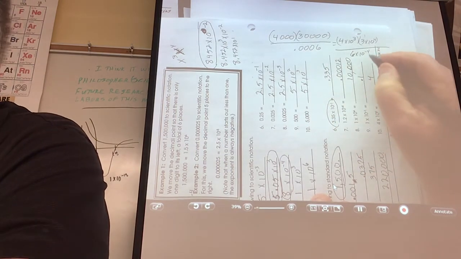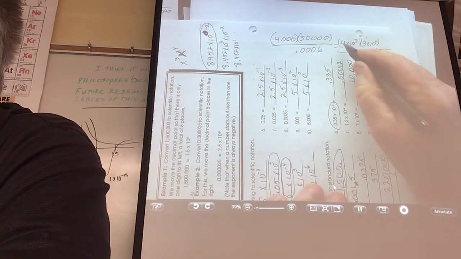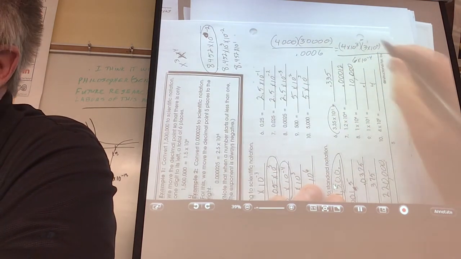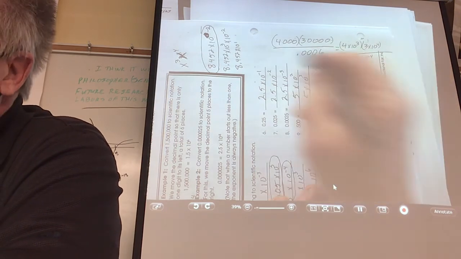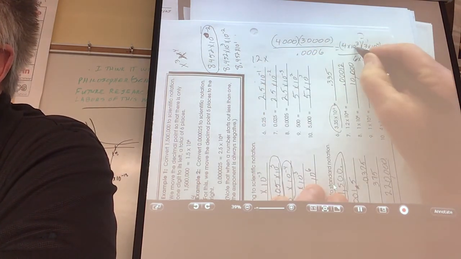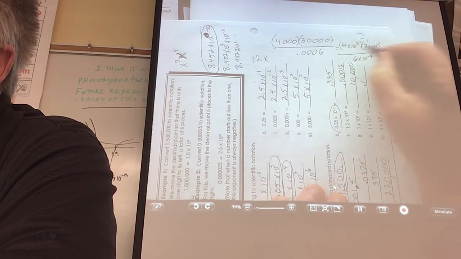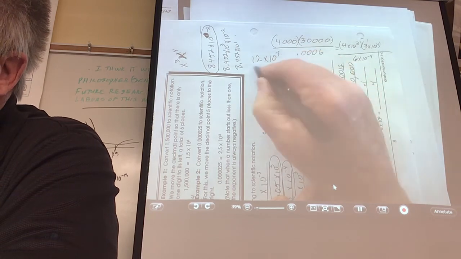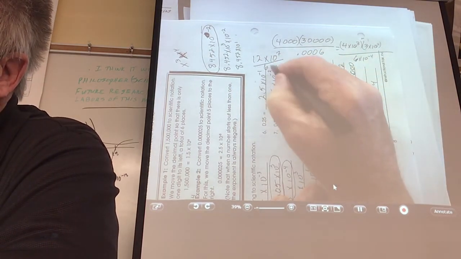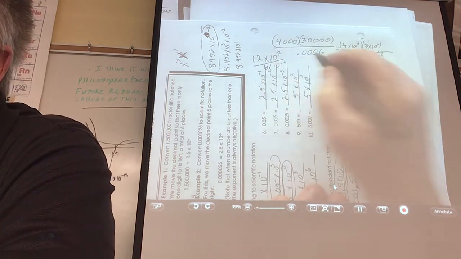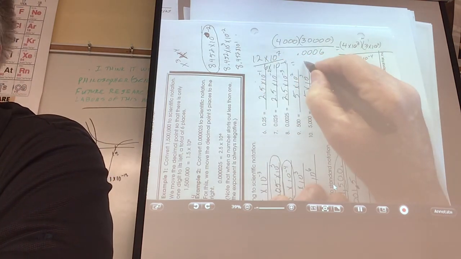All right. Ready? Let's do the top part. What is 4 times 3? 12. 4 times 3 is 12. Now, what's this times this? 10 to the 7th. And then you divide by what? 6 times 10 to the negative 4. All right, what's 12 divided by 6?